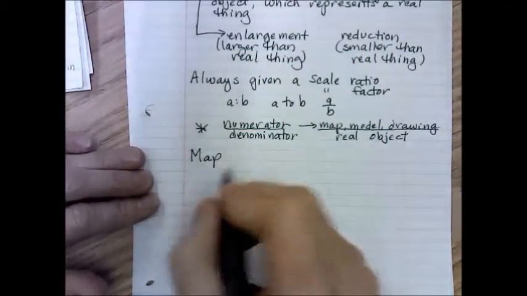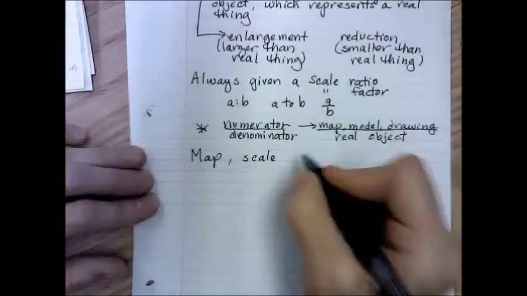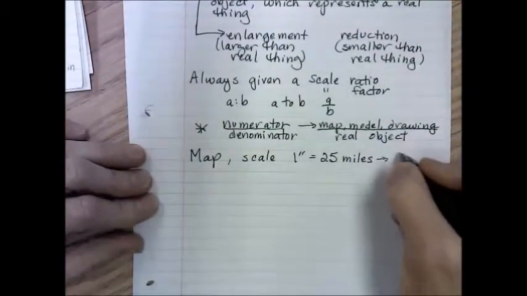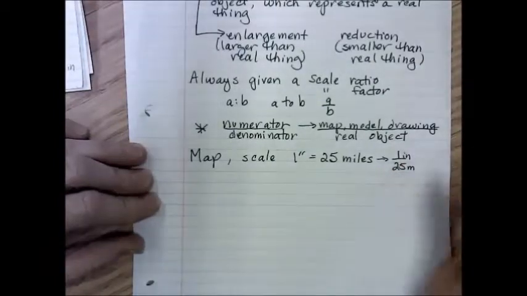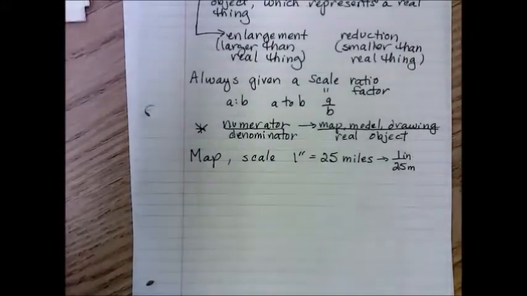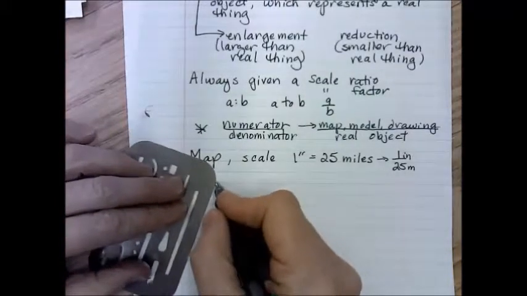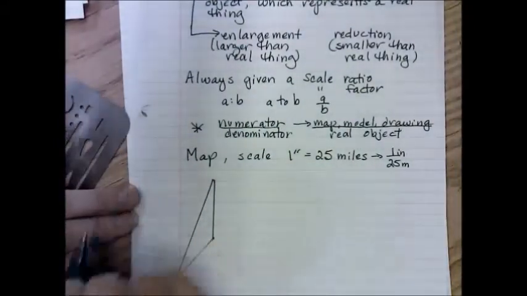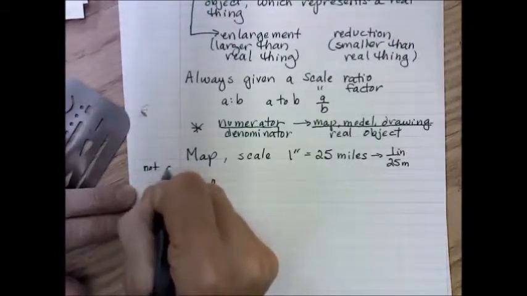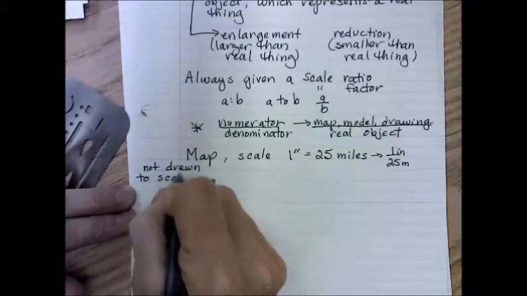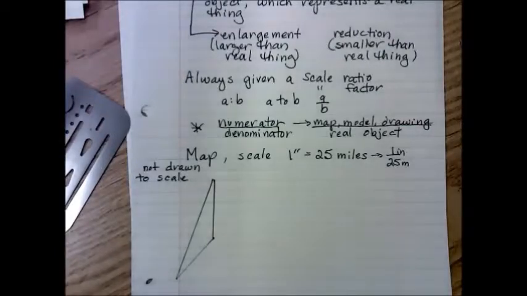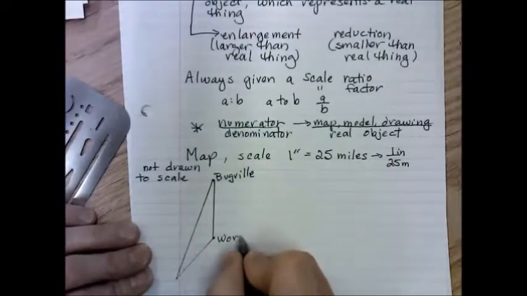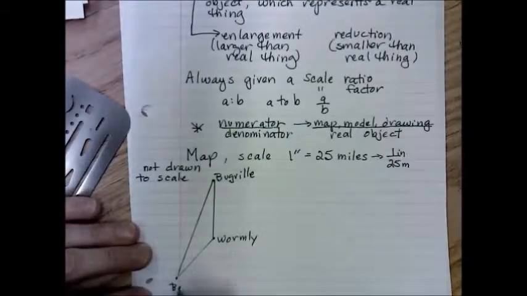So let's say we are looking at a map, and on this map it tells us that the scale is 1 inch equals 25 miles. And so we know if we write this in fraction form, this would just be 1 inch represents 25 miles. And let's say we have the following representation of a little map. First we are going to put a disclaimer here that this is not drawn to scale, so don't be misled by the numbers per se. So we're going to say up here, this is Bugville. Down here is the town of Wormley. And down here, down south, we have B-Town.